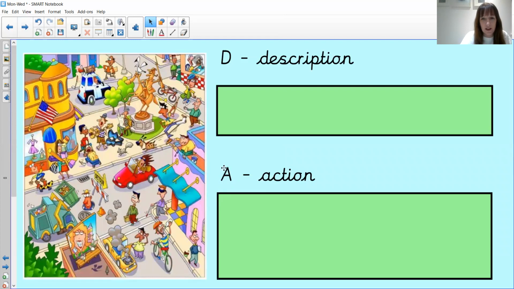So here's our picture. You can see it a bit more clearly now. So we've got a busy street scene. Okay, so if we have a look at what's in the picture first of all, there's lots going on and there's lots to write about. Okay, so I'm going to do 4 of the DADWAVERS with you. I'm going to start with description. So I'm going to look at that picture and I'm going to describe what I can see.